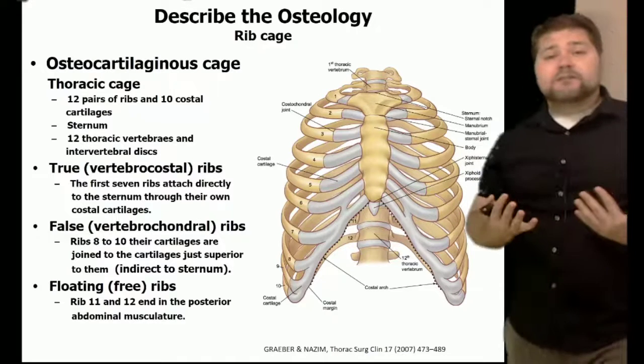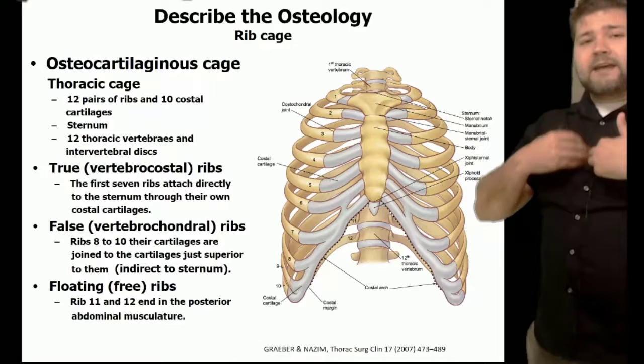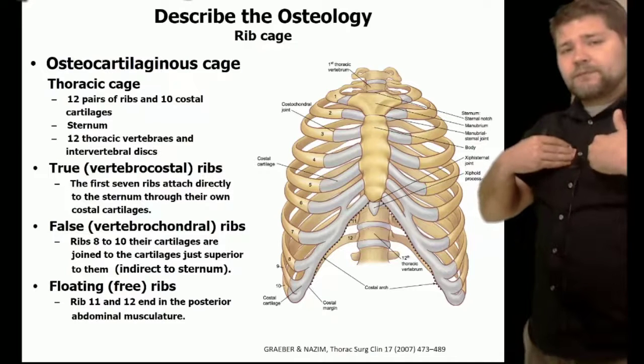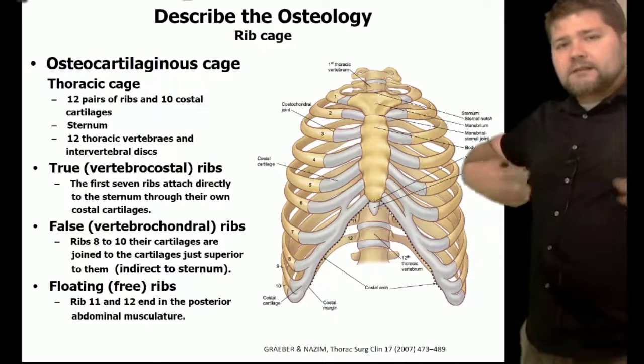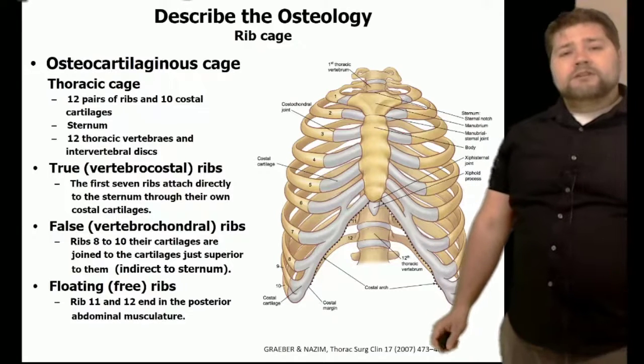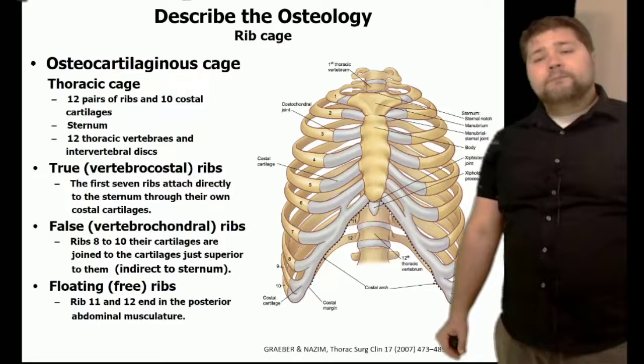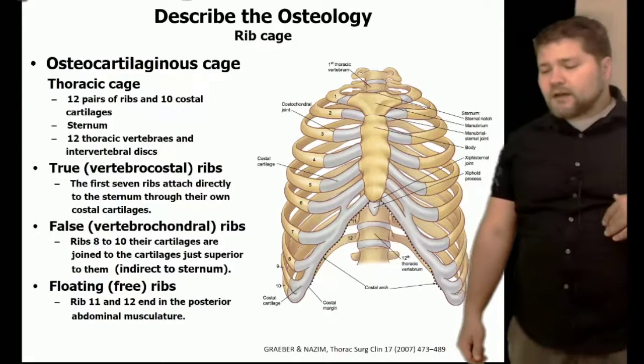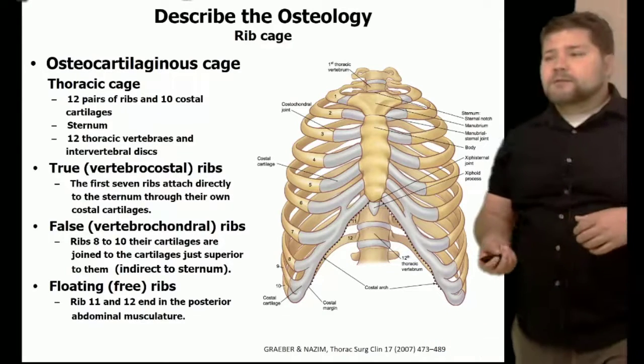The basic composition as far as osteology is concerned is we have that anterior portion, which is referred to as the sternum. We have 12 thoracic ribs, and we have our 12 thoracic vertebrae that we looked at in the back unit. I won't go into too much detail as far as the thoracic vertebrae go in this region because we looked at those, but we will talk about some of the joints there.